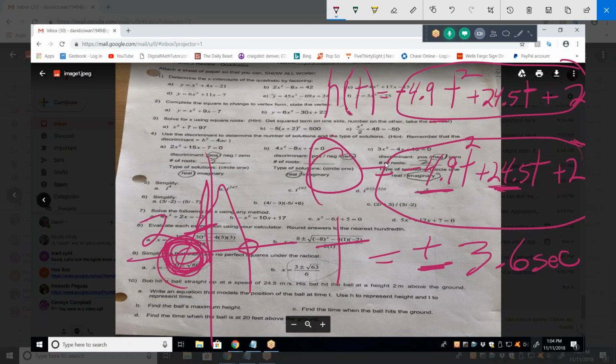You good to go, or you got any other questions? Let's just look at the last question they asked there. Find the time when the ball is 20 feet above the ground. Well, what am I going to do? We don't need to solve it, but tell me how I would solve it.